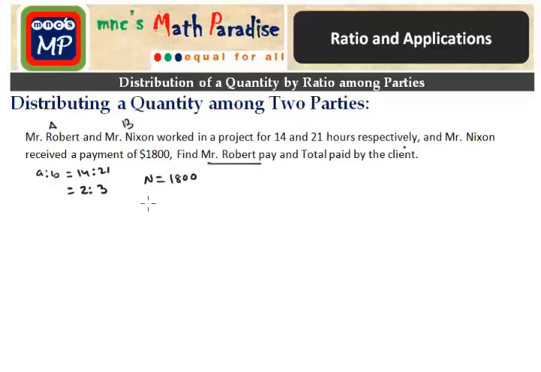So what is Mr. Roberts' pay? Mr. Roberts' pay R will be, we know that if one party's payment is given, that quantity is divided by its corresponding ratio, here Mr. Nixon's payment B, corresponding ratio B is 3. So that quantity will be divided by the corresponding ratio and, to find the other party's quantity, we need to multiply by that party's corresponding ratio A, that means 2.